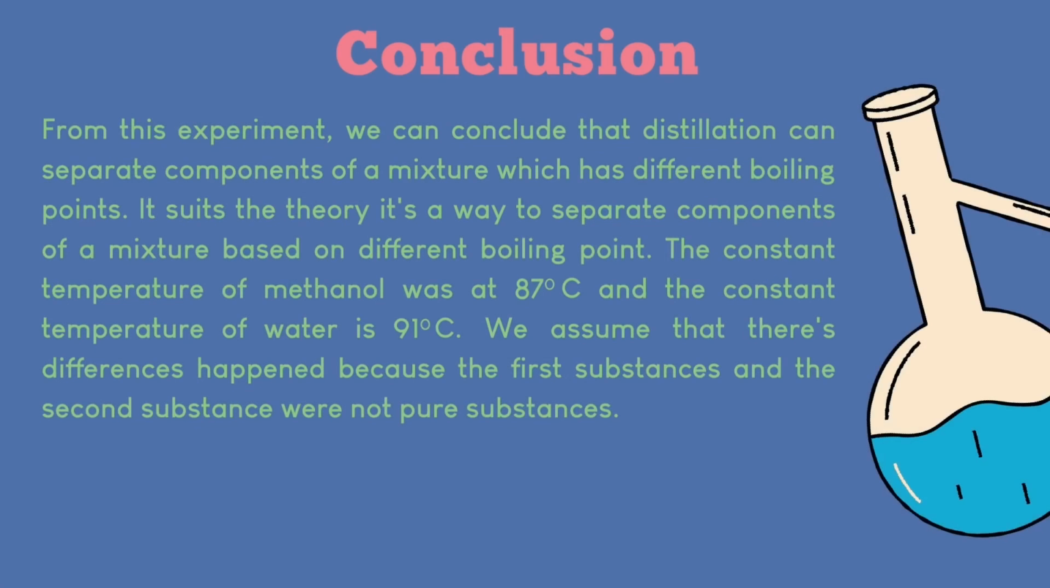Conclusion. From this experiment, we can conclude that distillation can separate components of a mixture which have different boiling points. It suits the theory. It's a way to separate components of a mixture based on different boiling points. The constant temperature of methanol was at 87 degrees Celsius and the constant temperature of the water is 91 degrees Celsius. We assume that the differences happened because the first substance and the second substance were not pure substances.